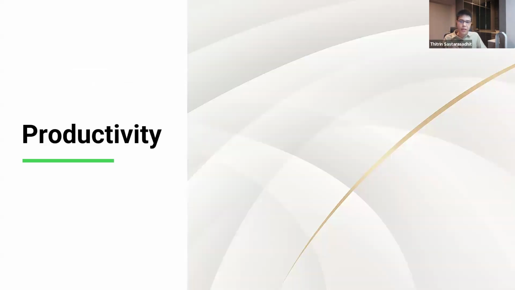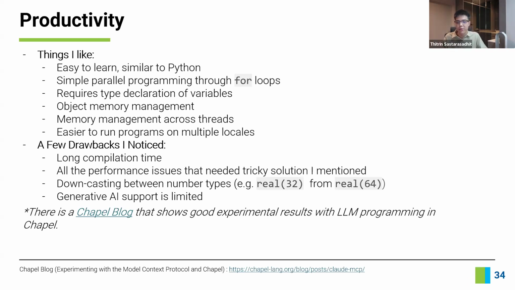Talking about productivity, I can share some of my thoughts from working on this project. I like that it's easy to learn because it's just like Python, so I can migrate from Python. It's also very simple to do parallel programming using a for loop. I also like that the language requires type declaration. And I like the memory management of objects, also across multiple threads. I also think programming multi-local is quite easy.